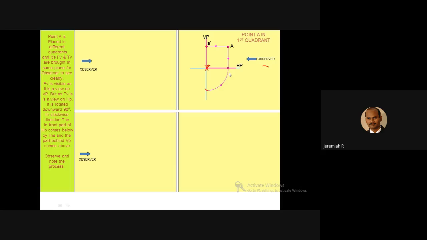So after you get this point, you have to rotate clockwise direction 90 degrees. You'll get a point A.